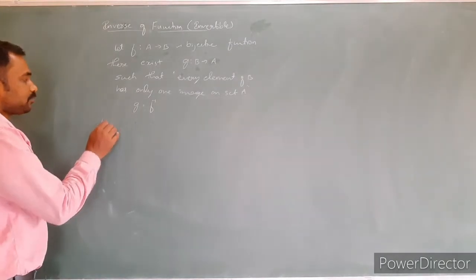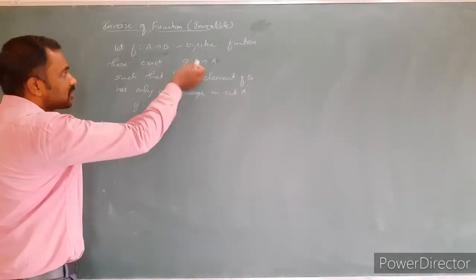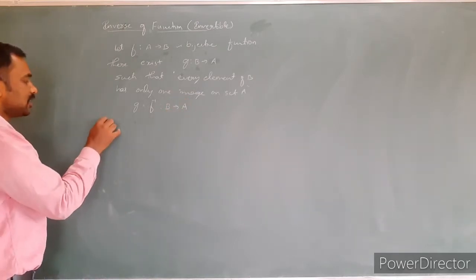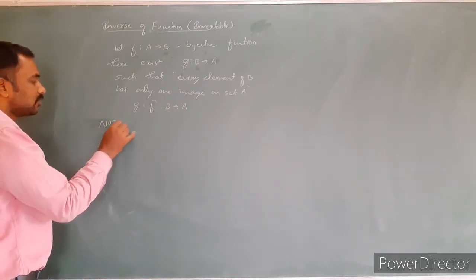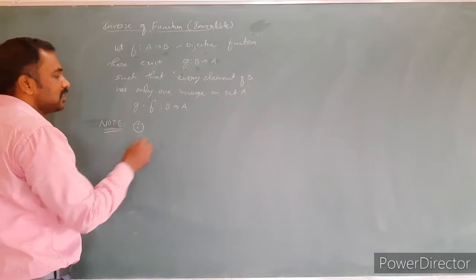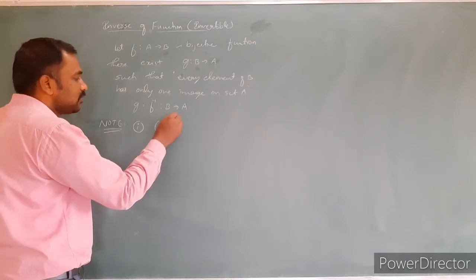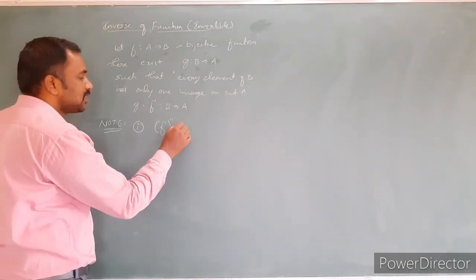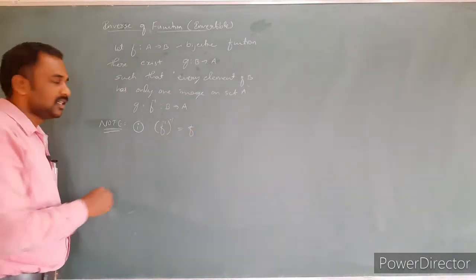So this is denoted f inverse, and f inverse is nothing but the function with domain and codomain interchanged. So here I am just taking a particular note. First one, inverse of the inverse function. If I take the inverse of f inverse again, then it becomes the original function f.